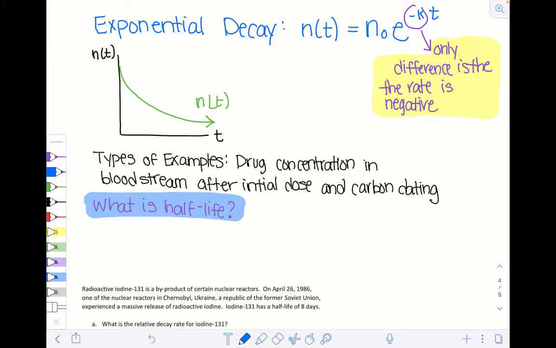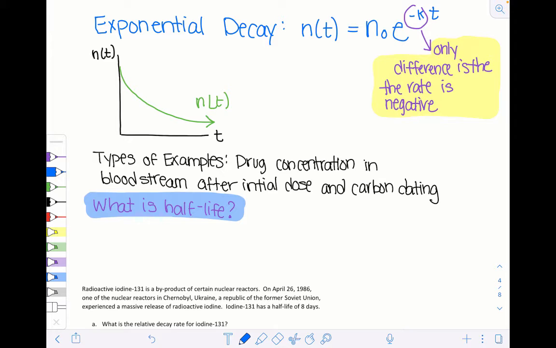So for example, if you take a medication, usually it hits the bloodstream with the highest dosage, and then over time, the concentration of that medication in your bloodstream will decrease, typically following the exponential decay model.